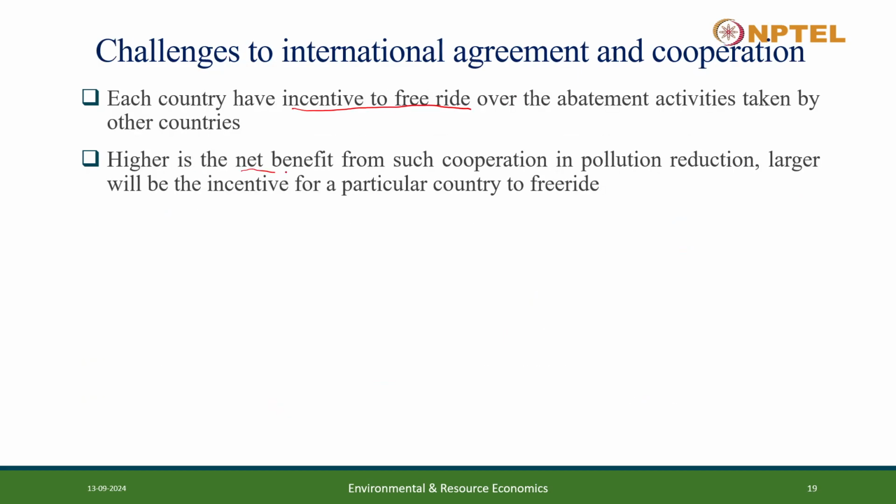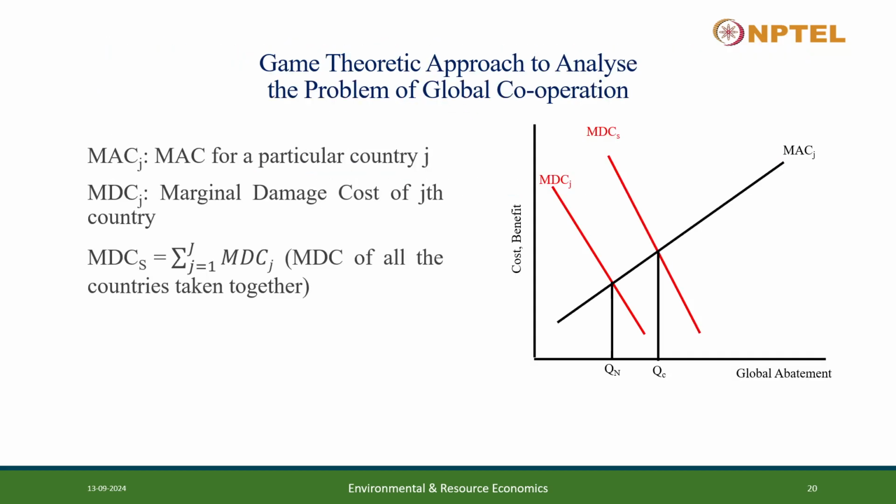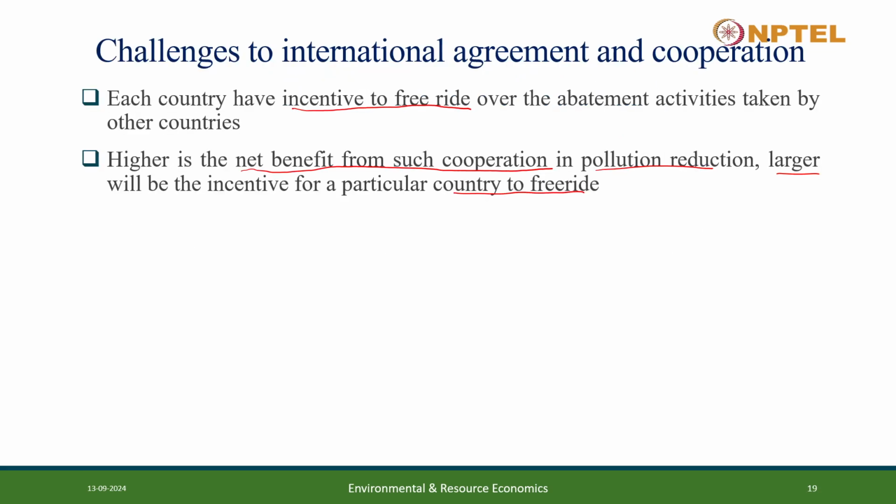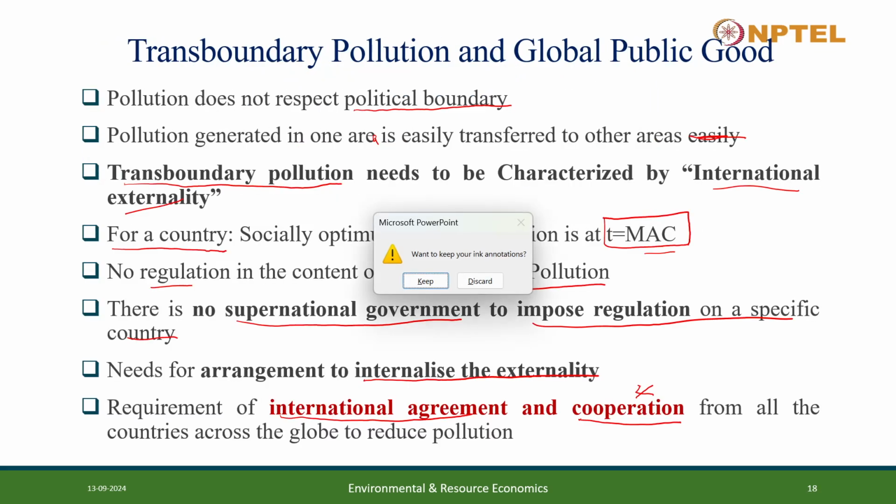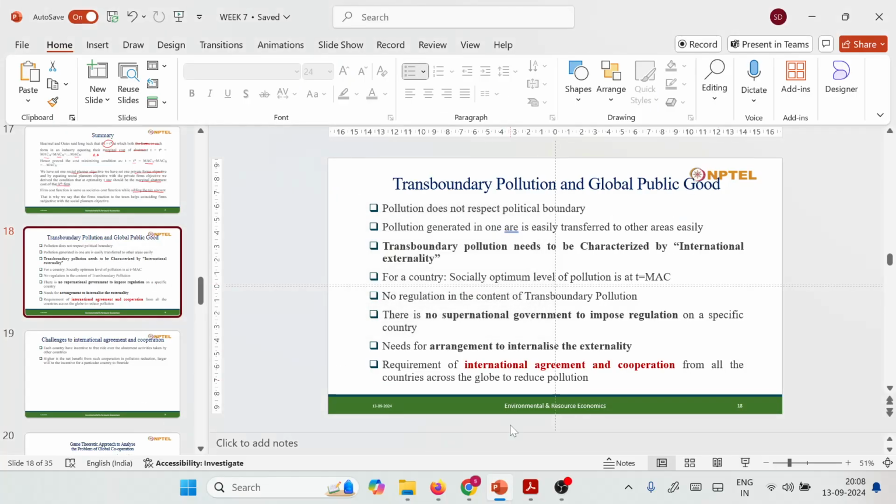The higher the net benefit from cooperation in pollution reduction, the larger is the probability that the country will free ride. Free ride means that without incurring any cost of pollution control, the country is enjoying the benefit of pollution control. That is known as free ride. Till these two slides, do you have any question? Then you can ask me.